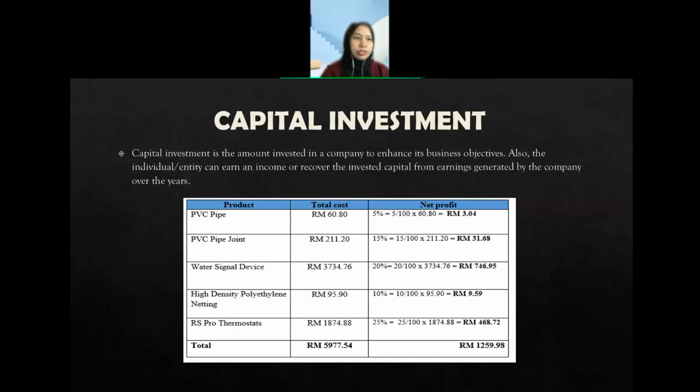Okay, next slide, we go through the capital investment. Capital investment is the amount invested in a company to enhance business objectives. Here is the total cost for the 5 products that we use in this project. The total is 5,977 and the net profit is 1,259. Next slide.